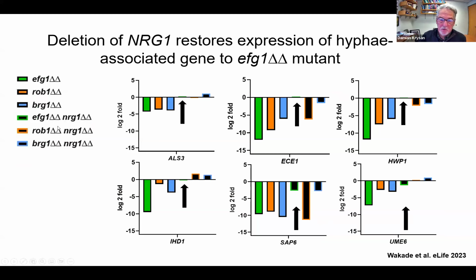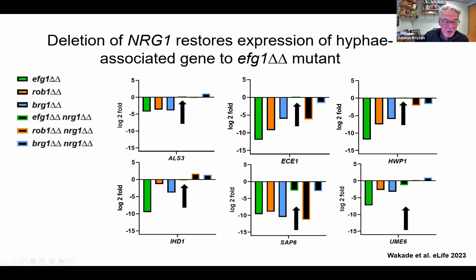So on this graph, we have green, we have sort of salmon, and we have blue. And those are the expression in the EFG1, ROB1, and BRG1 mutants. And we have this for ALS3, ECE1, HWP1, IHD1, SAP6. All of these are hypha-induced genes, and their expression is reduced in our core regulators.